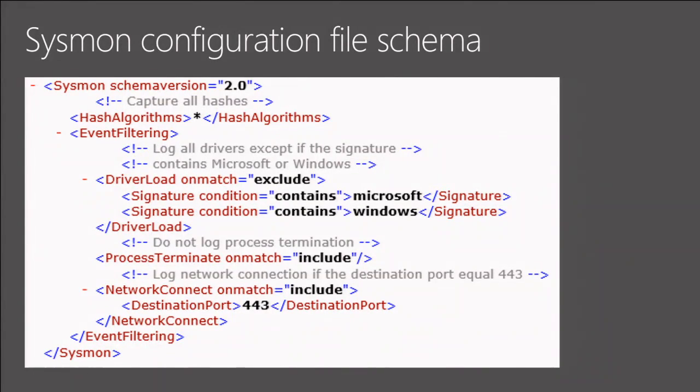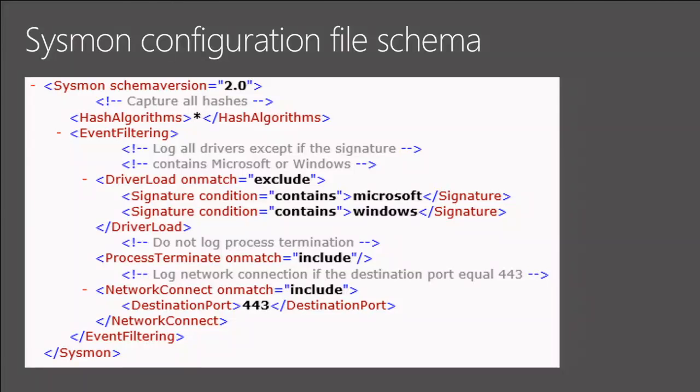Within that, signature contains Microsoft or signature contains Windows. So this will capture all driver load events except for drivers that have the name Microsoft or Windows in the digital signature. The next one shows an example of using onmatch equals include, which means include only the ones that I specify. In this particular case, process terminate onmatch include with a closed element says include nothing. So this basically turns off the capture of process terminate events. You can do that with all the different types of events if you want.